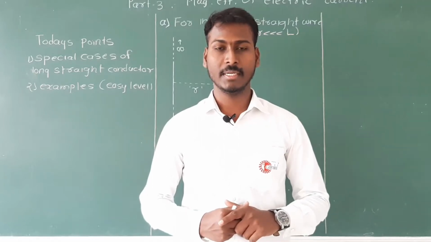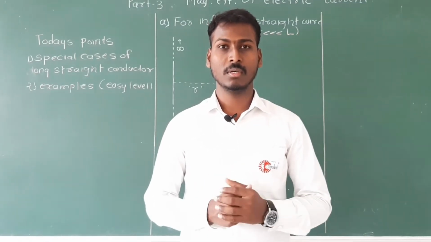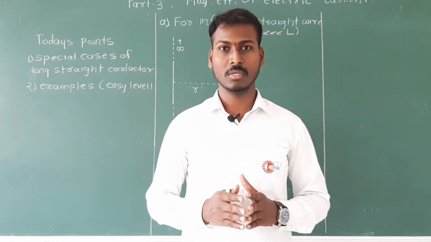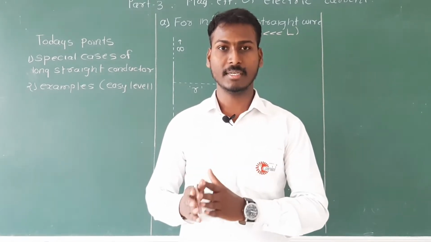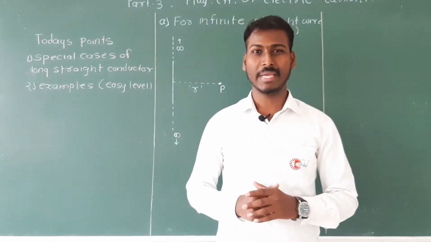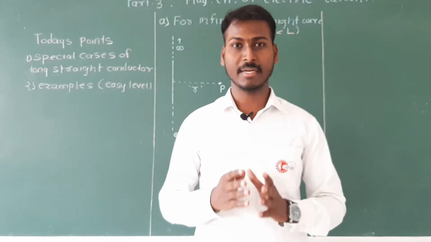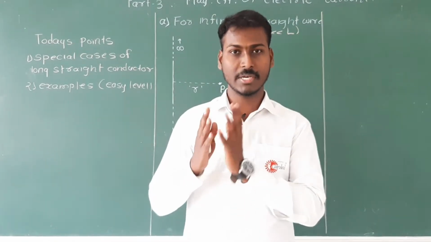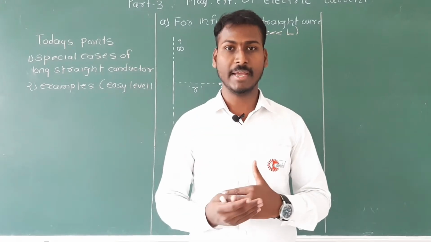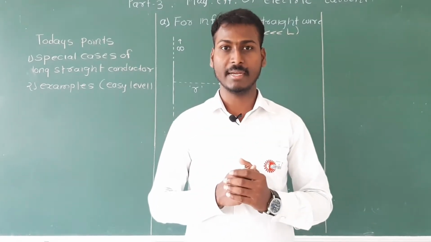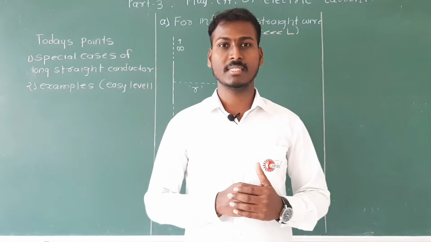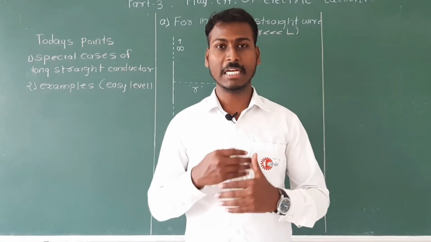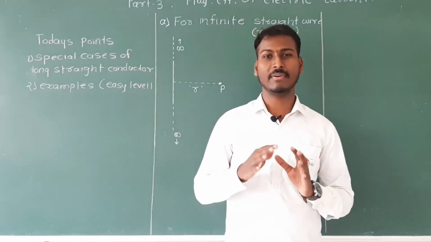Electric current. In the previous part we went through one expression for the magnetic field due to a straight current carrying conductor, but in that expression we took the length of the conductor as a finite quantity. There are several cases, like if the length is infinite or semi-infinite. So in today's lecture we are going to see those cases as well as some graphs, and after that we will see some easy level questions.